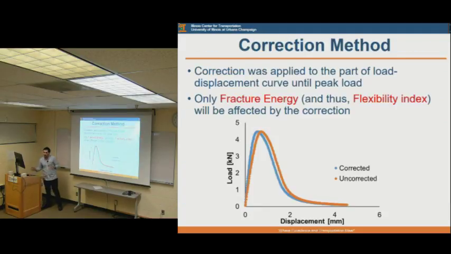So the final thing we did, once we have these factors, is we tested some mixes, and we applied these factors to the tests that we did. As I told you in the very beginning here, we have this part that we just care about, and the machine compliance corrections we made will just shift this load displacement curve. So we are not actually changing the slope, but we are changing the fracture energy, and thus we're changing the flexibility index.